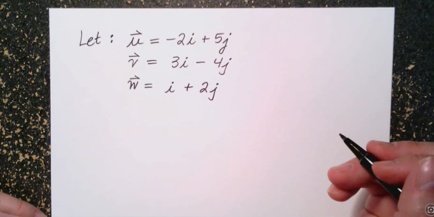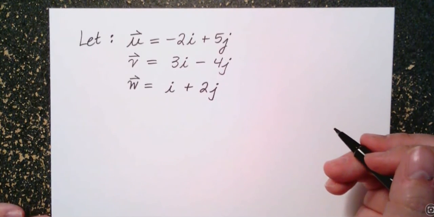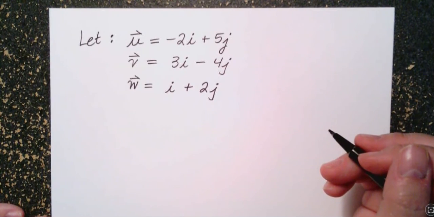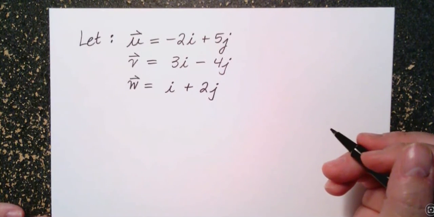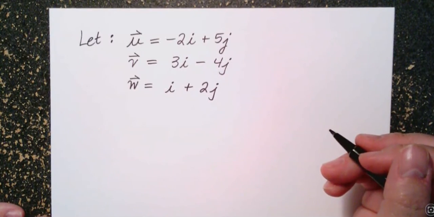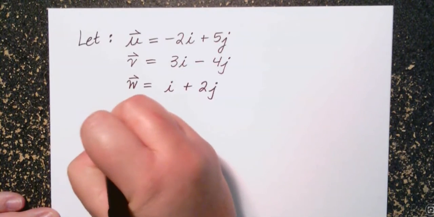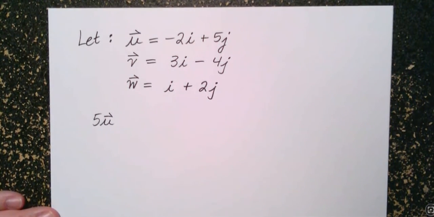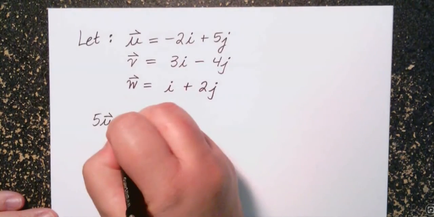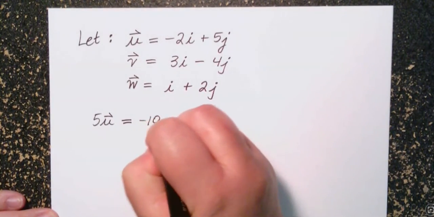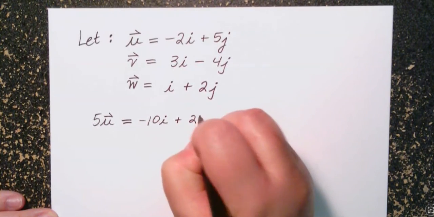The first thing I want to do here is talk about multiplying by a scalar. A scalar basically means something that scales it. In other words, scaling it up or scaling it down, making something 3 times as large or half as large. So if I write, for instance, this, then I'm trying to take the entire vector u and make it 5 times as large. So I just take each component and multiply it times 5. So that's now -10i plus 25j.